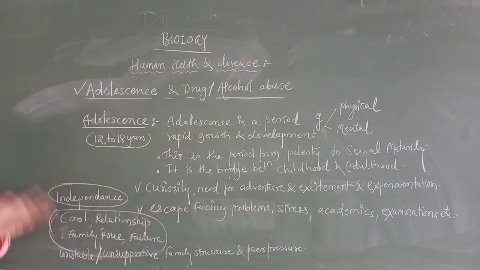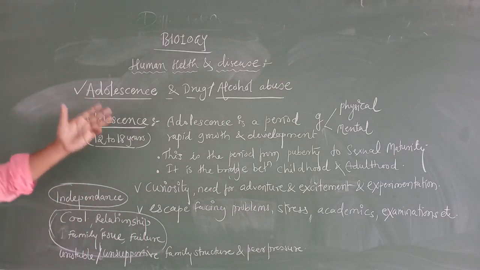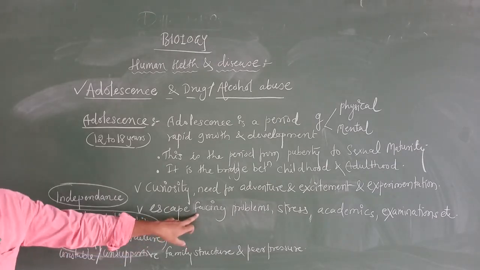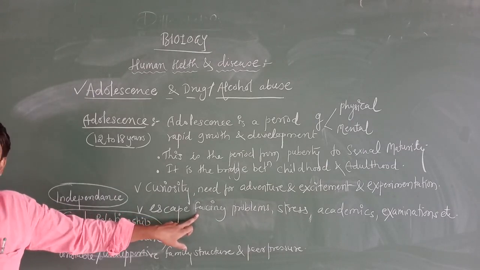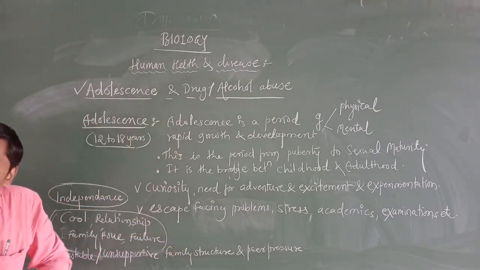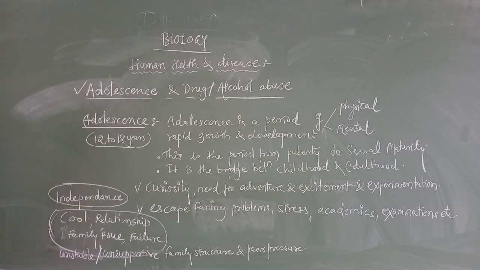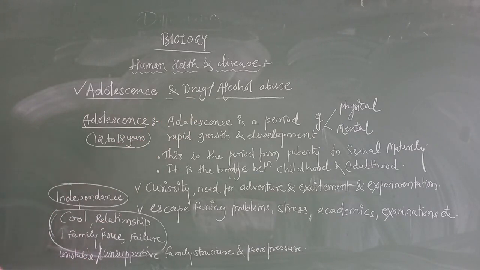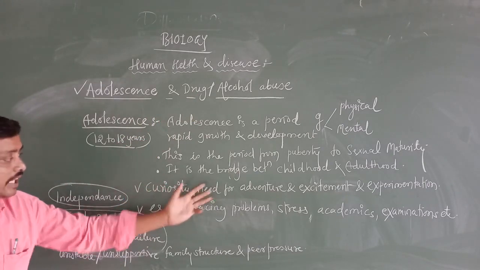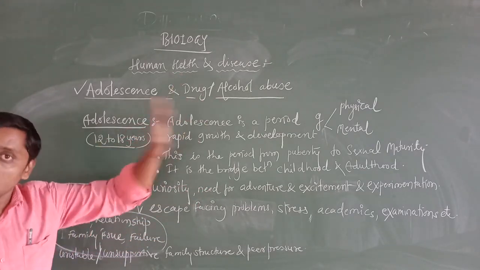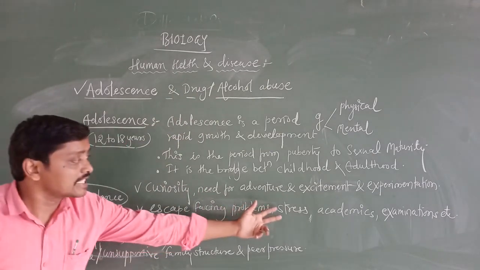But the thing is, adolescents start using drugs and alcohol when they want to escape from facing problems. When they are troubled by some problems and want to escape from that problem, they go for drugs and alcohol. That is also a cause which can drag the adolescents into drugs and alcohol abuse. That is a reason. From those reasons, adolescents undergo drugs and alcohol abuse. Understood?